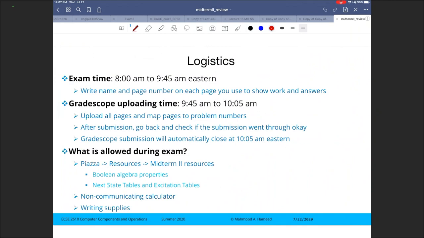So the exam time is going to start at the regular start of class time, which is 8 a.m. Eastern time, and it will end at 10:05 a.m. Eastern time. However, like I did in the previous exam, I recommend that you stop writing at 9:45 a.m. and then use the last 20 minutes for scanning and uploading things onto Gradescope. So 9:45. Oh, right here. I'll highlight this.